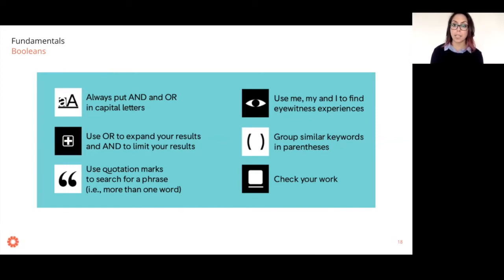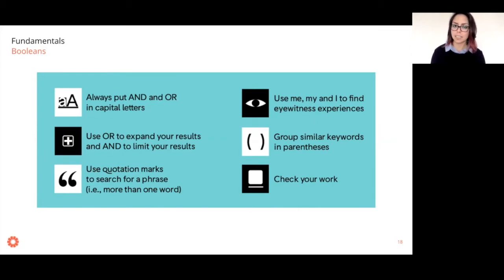If you include words like me, my, I, mine, these are all personal pronouns that we use to talk about things that happen to us. So if you're looking for personal experiences and eyewitnesses to a specific event, then including them in your Boolean search queries means that you're probably going to find them quicker because you know what you're looking for.